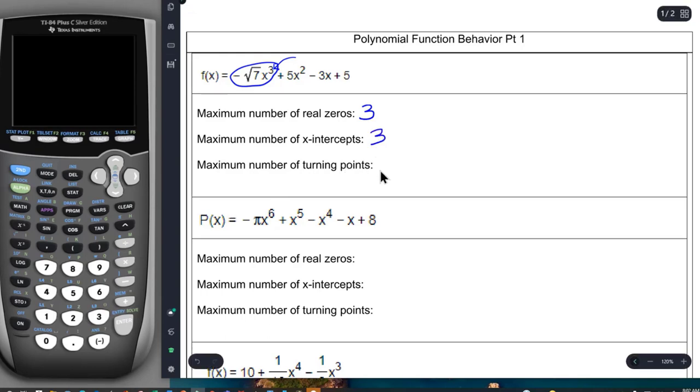But the maximum number of turning points, and here we have turning points, is 2. The maximum number of turning points is always 1 less than the highest power. Incidentally, this does not have to have 2 turning points. It might only have 1 turning point, but 2 is the maximum number.